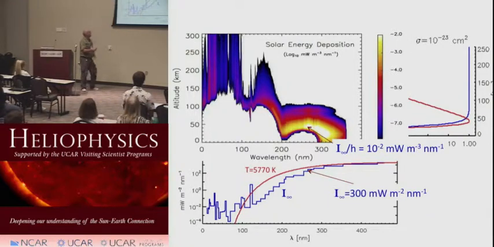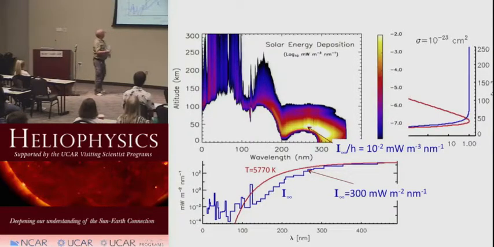Oh, that's confusing. So here is my I infinity, 300 milliwatts per square meter, right here, and basically that turns into this level of energy deposition. It all just works out this way. That then tells me why we have so much energy being deposited here. It's because there's so much more light in this region here.